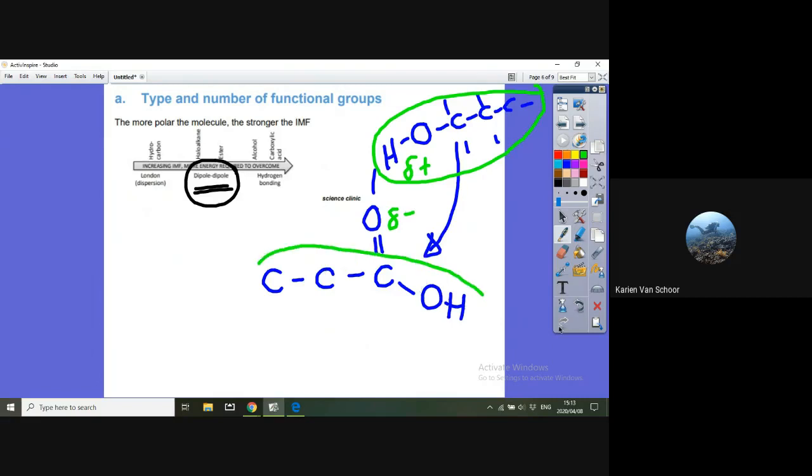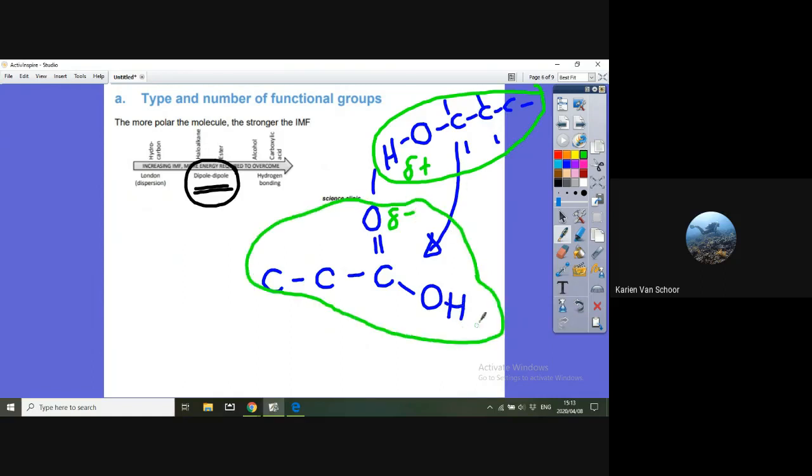And if you look at this molecule here, that side is the delta negative, and here where we have the H is going to be the delta positive, that can again go to another molecule's delta negative. So the hydrogen bond intermolecular force is again there between the two molecules. That's our intermolecular force.